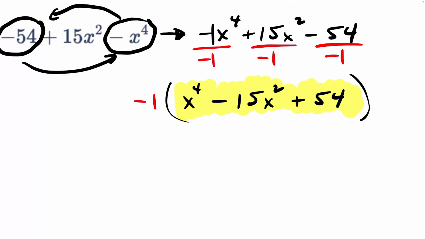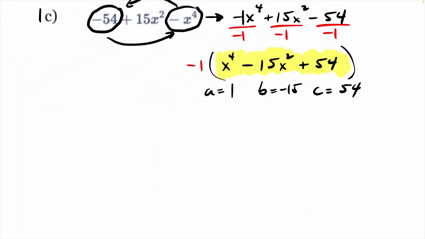All right. ABC. What is A? What is B? What is C? A is 1, negative 15, and 54. Good. Step 3, A times C, positive 54, and then negative 15, right?